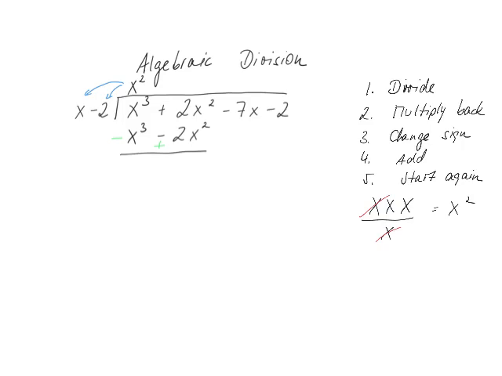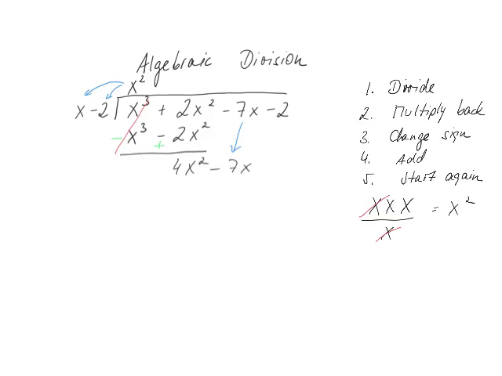Then our next step is add. So x cubed minus x cubed, this is gone, it's 0. Then 2x squared plus 2x squared is now 4x squared. And now I start again. In order to start again, I have to bring the next one down. So I write that down here, and now I divide again.